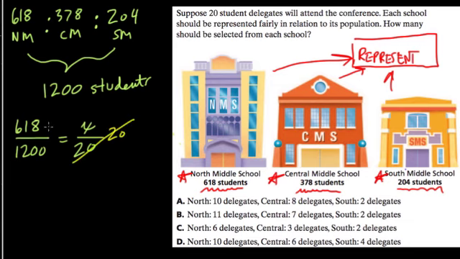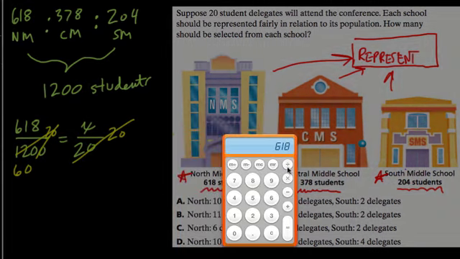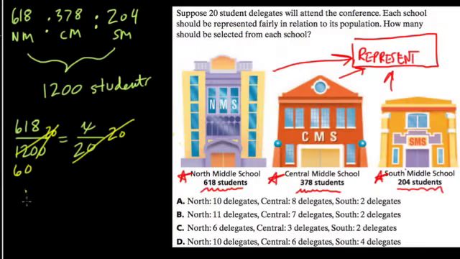These cancel out. And over here, before I multiply 20 by 618, I'm going to divide 20 by 1,200, and that gives me 120. And then 2 by 120 gives me 60. I'm just reducing there. So now I have 618 over 60. That gives me about 10.3 delegates. Okay, 10.3 delegates. And that's tough because we know we can't have 0.3. So we should keep working.